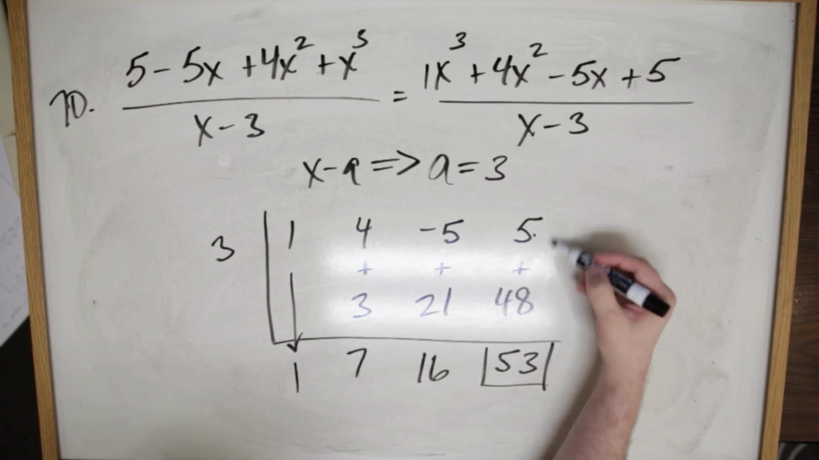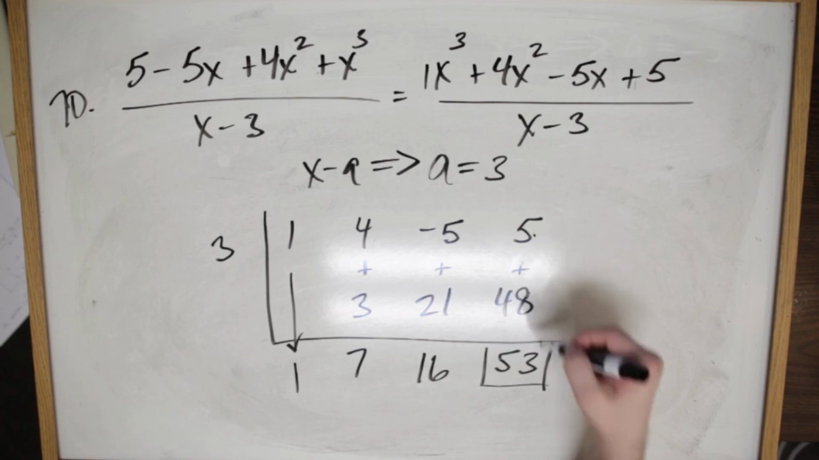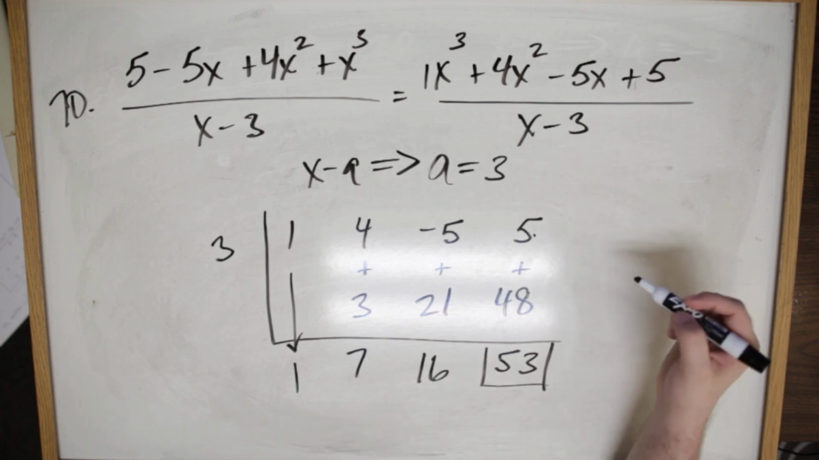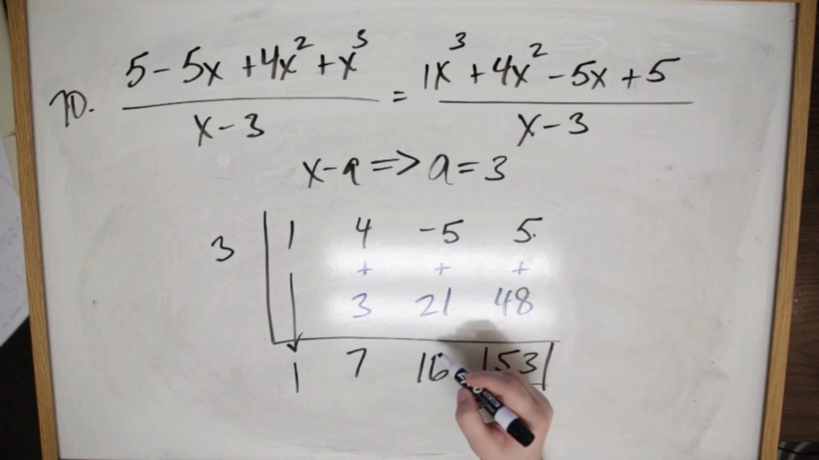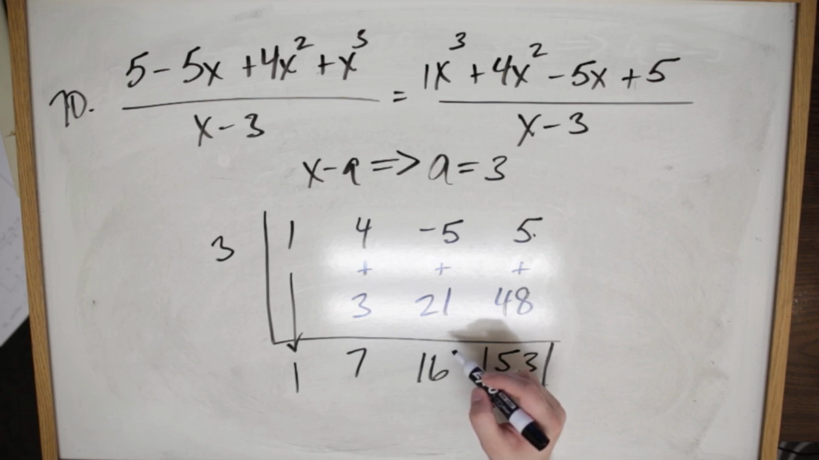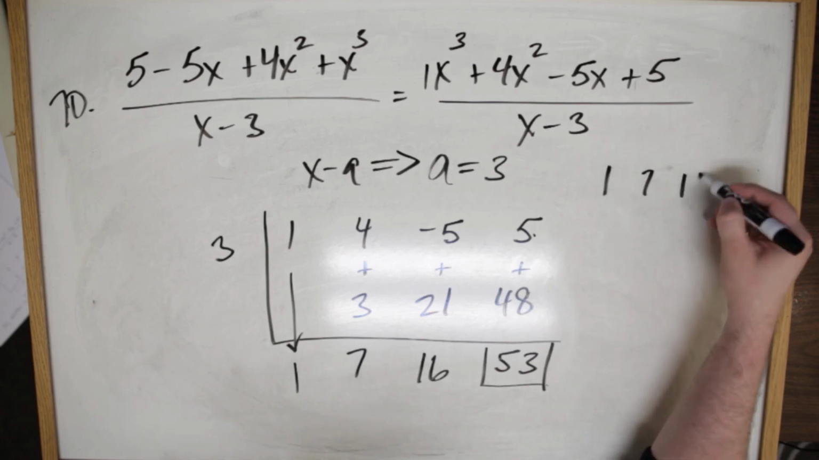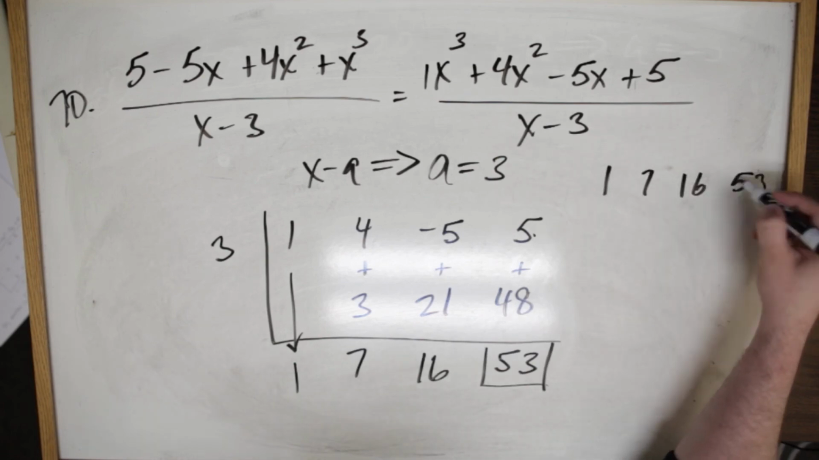The very last column that you get is going to be the remainder. Okay, whatever you add it up to. If it's 0, great. If it's not, then that's what you get. All right, so I'm going to have to erase this because I'm running out of room. So let me just write the coefficients over here. 1, 7, 16, and 53 is my remainder.